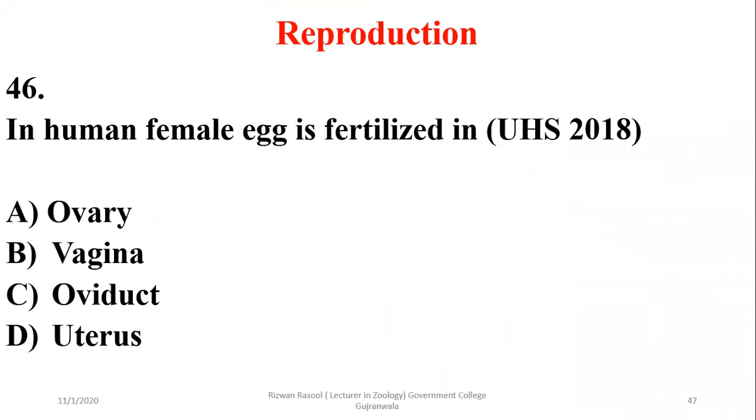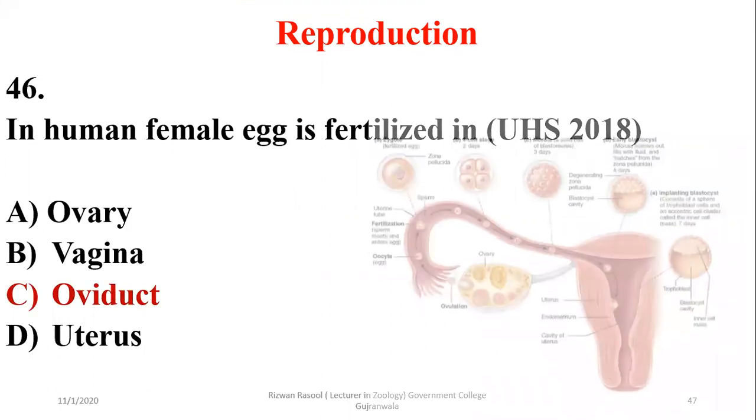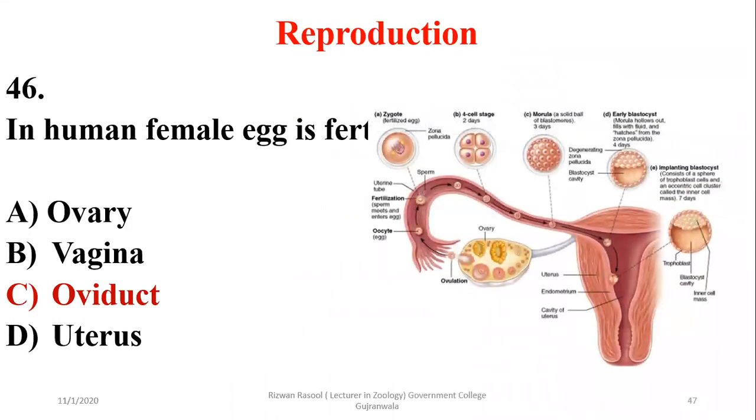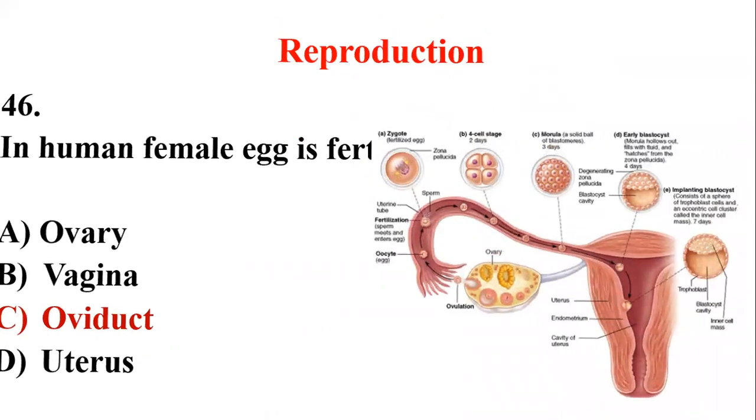Number 46, in human, female egg is fertilized in the proximal part of oviduct near ovaries, while division starts over here in the oviduct and implantation takes place in the uterus.